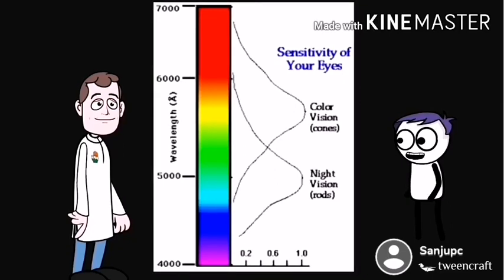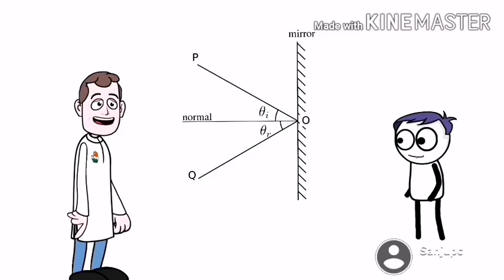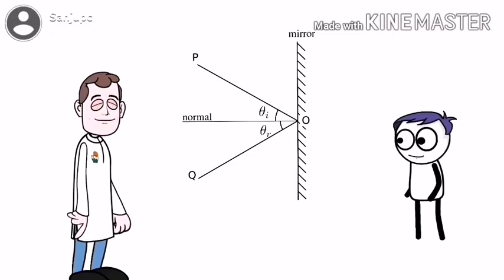How are we seeing an object, Master? What is the principle behind that? The principle behind our seeing an object is called reflection. When a light source hits an object, it is reflected back to our eyes, thus we are seeing that object.